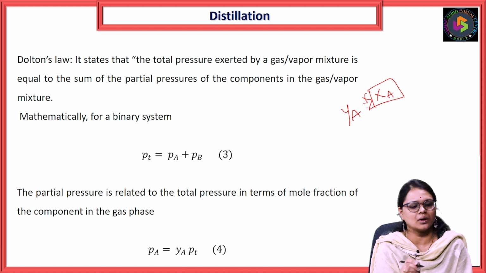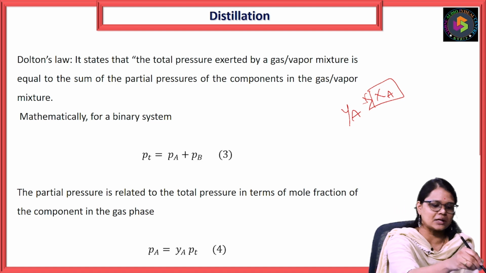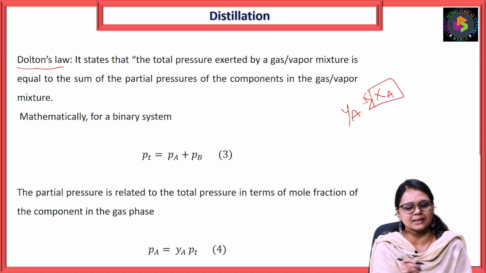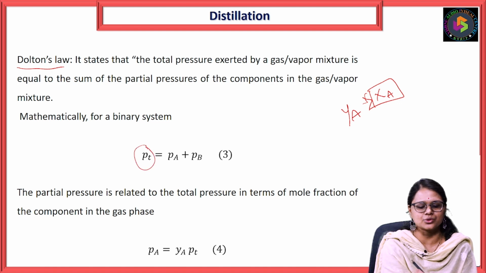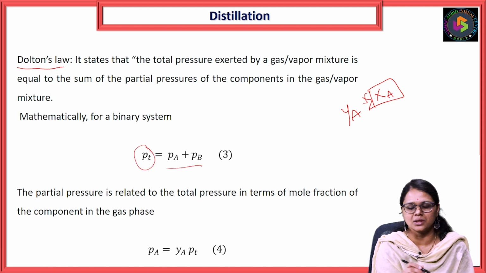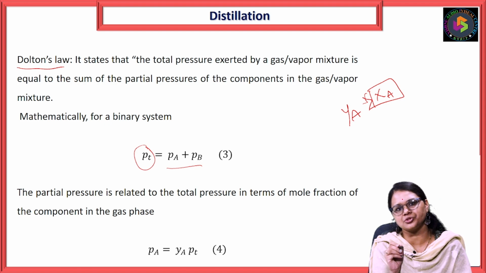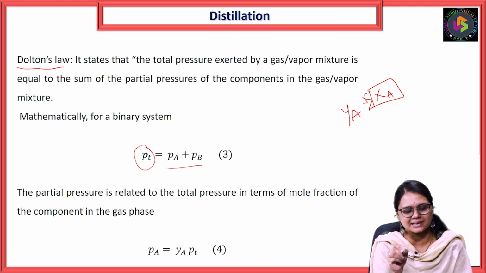The basic simple law is Dalton's law. Dalton's law states that total pressure is equal to the sum of partial pressures. If I have two components A and B, the partial pressures generated inside the distillation column, if I add them, give me the total pressure of the binary system.